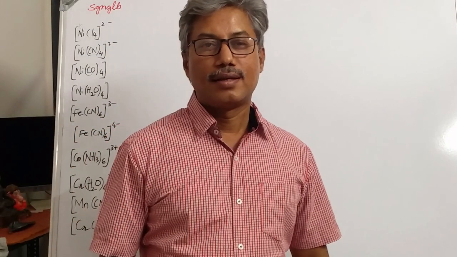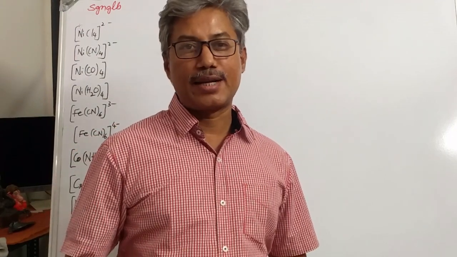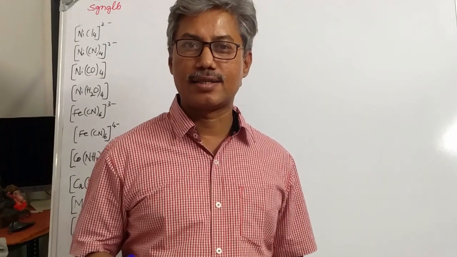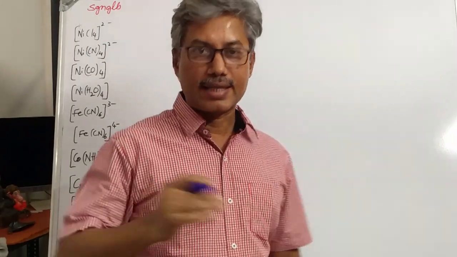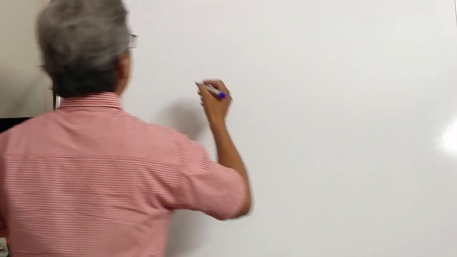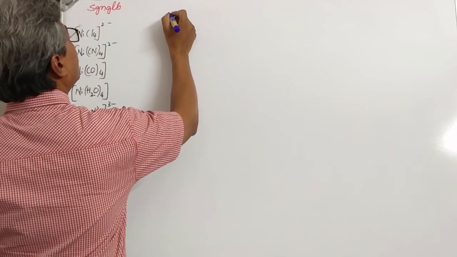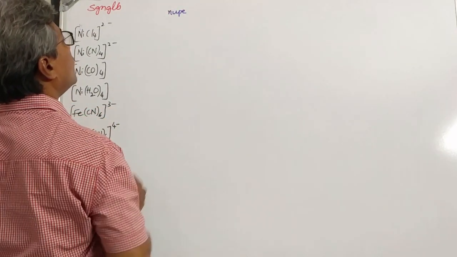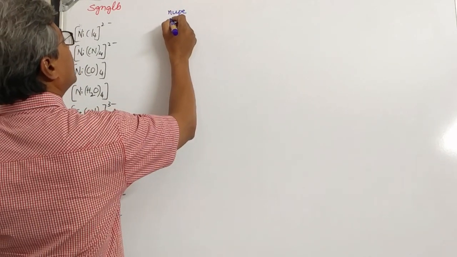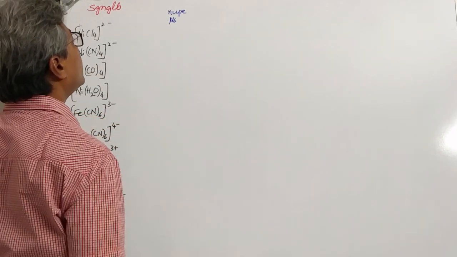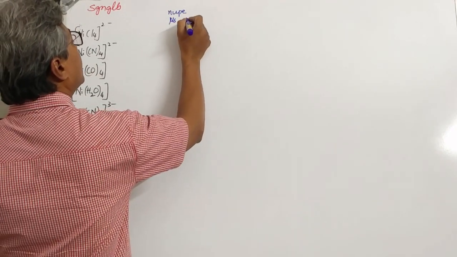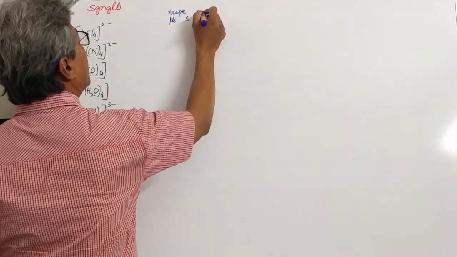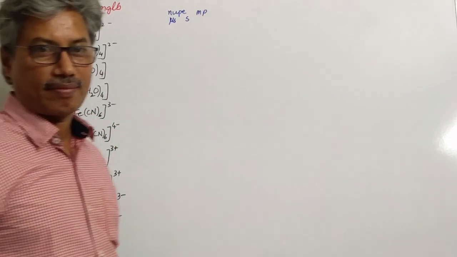Hello students, in this video we will try to learn the concept of application of crystal field splitting. That is, we can calculate the number of unpaired electrons. With this we can calculate spin only magnetic moment, we can decide shape, we can decide magnetic property, etc.